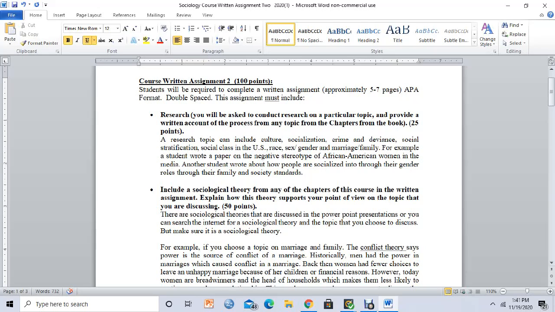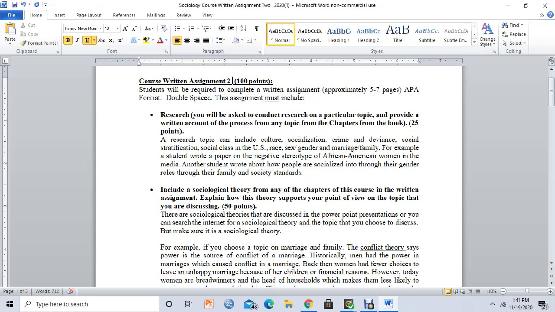So what we're going to look at is something that interests you. For example, a student of mine wrote about the negative stereotype of African American women in the media. Another student wrote about how people are socialized into their gender roles through their family and society. So a lot of this is based upon a topic that interests you, from any of the chapters we talked about, and something that you can elaborate and explain.